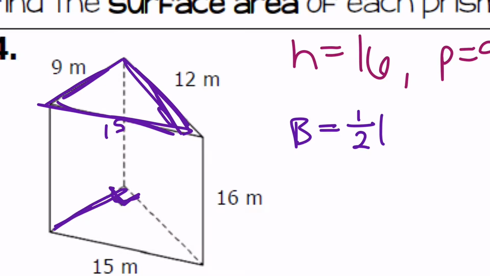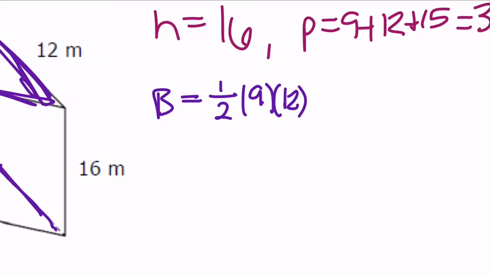base times height, where my base is, if you notice, here's your right angle. So that means this is going to be your base side. So the 9 is your base side, times the height, then, which is 12. And so that's going to tell you the area of your base triangle, which is 54.